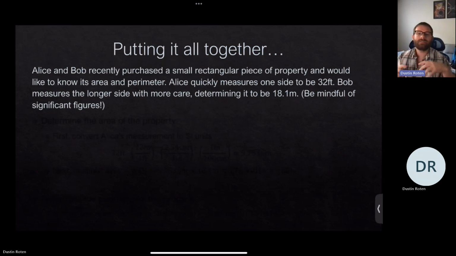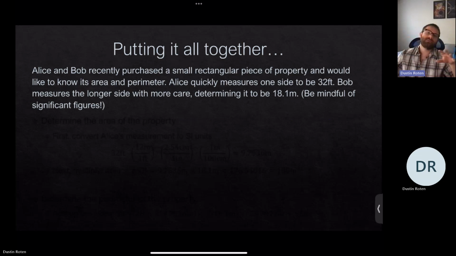So now let's put all of this together in an example problem. Alice and Bob recently purchased a small rectangular piece of property, and they would like to know its area and perimeter. Alice quickly measures one side to be 32 feet. Notice it says quickly measures, and there's no precision, like there's no inches to follow. She just says, oh, it's about 32 feet. Now, Bob, on the other hand, measures with more care, and he determined his side to be 18.1 meters.